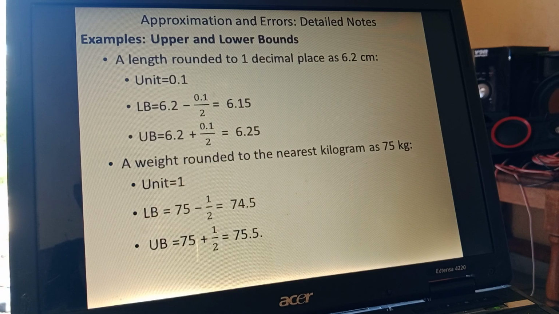A weight rounded to the nearest kilogram as 75 kg. Here, the unit value is 1, and lower bound is 75 minus a half, 1 over 2, which is 74.5, and upper bound is 75 plus a half, which is 75.5.